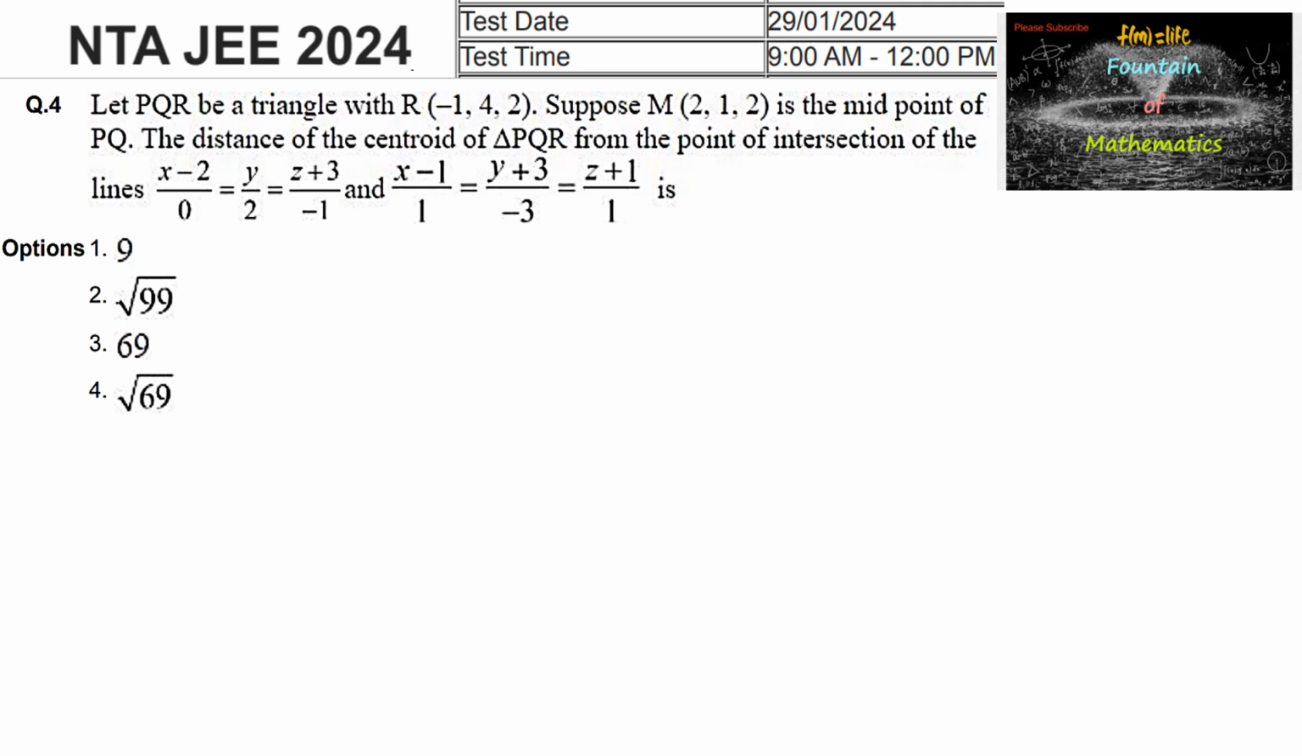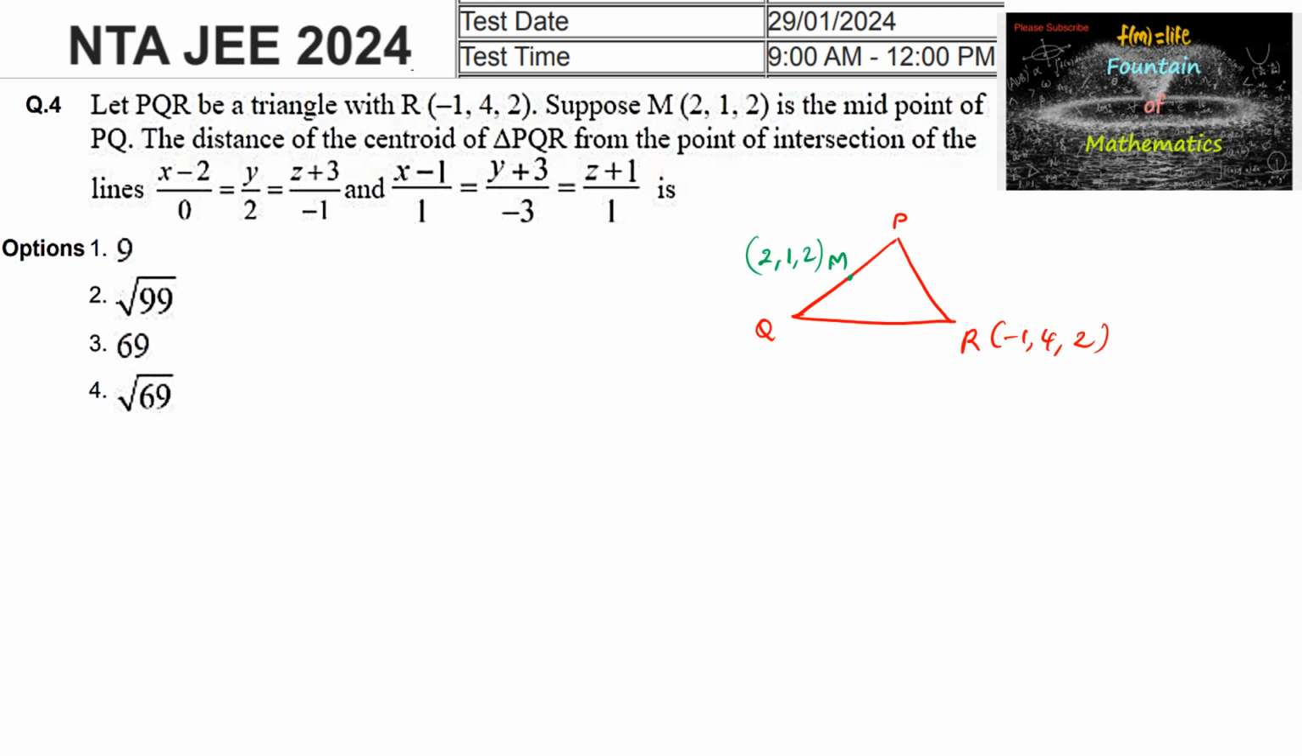Let PQR be a triangle with R as the vertex (-1, 4, 2), and M is the midpoint of the line segment PQ. So we can consider M, the midpoint, as (2, 1, 2), and we need the distance of the centroid of the triangle from the point of intersection of two lines.